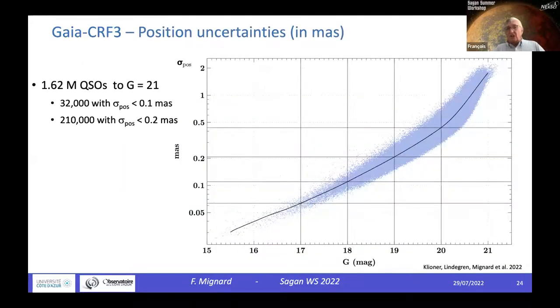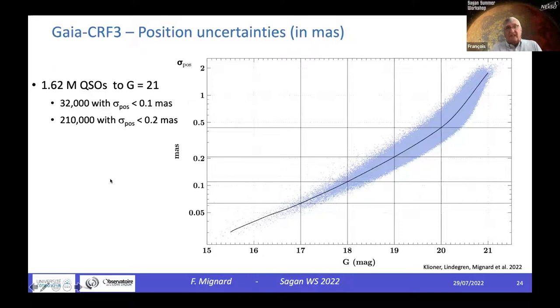But then, precision. As I say, the main factor driving the precision is the magnitude. We are in the optical domain, so the square root of the number of photons received determines the accuracy. What you see here: at magnitude 20, you are at about 0.5 milliarcsecond. At magnitude 18, you are typically 100 microarcseconds, slightly above that. And magnitude 17 is about 60 microarcseconds.